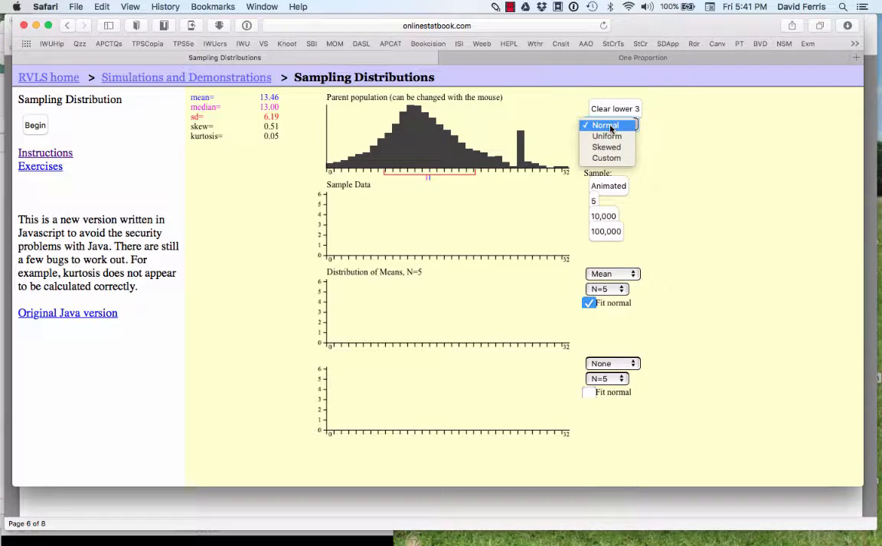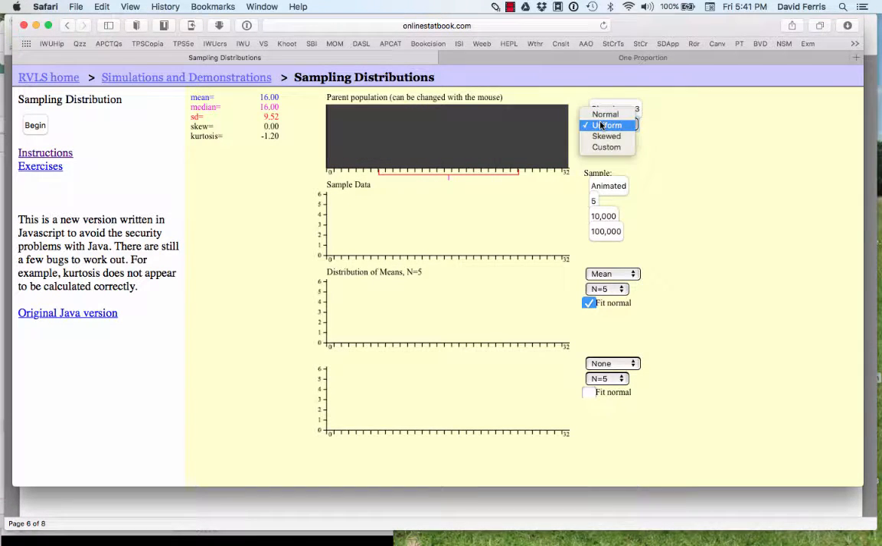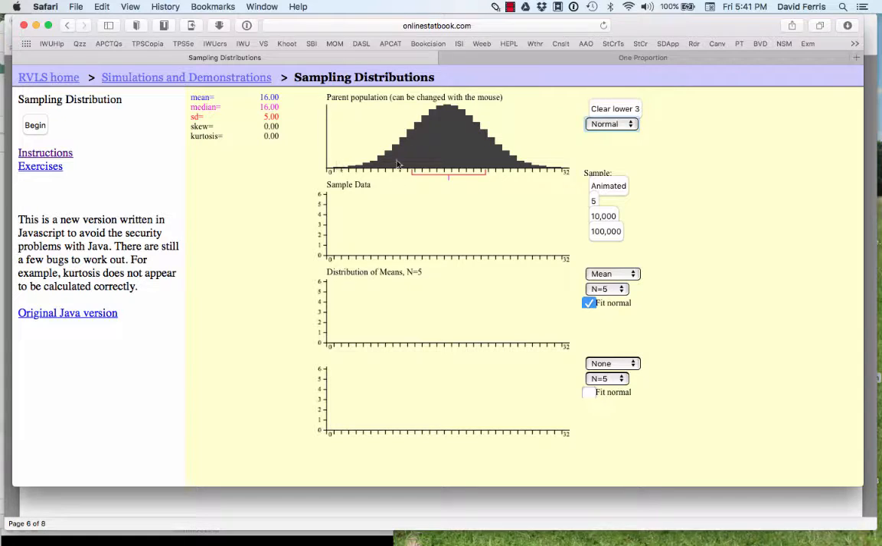So let me see if I can change this to a normal. There we go. There's a really nice population that's fairly normal, and if I did a sampling distribution, even with a small sample size, it's much more normally distributed.